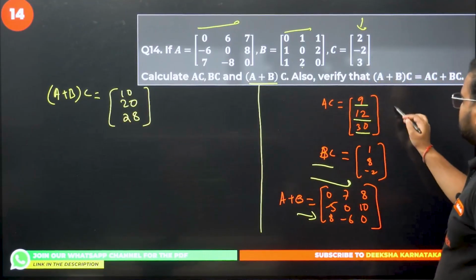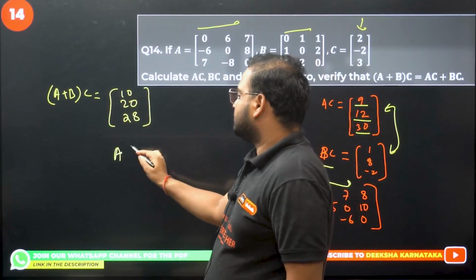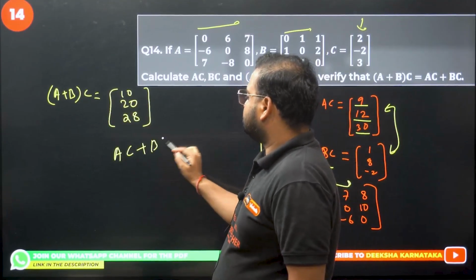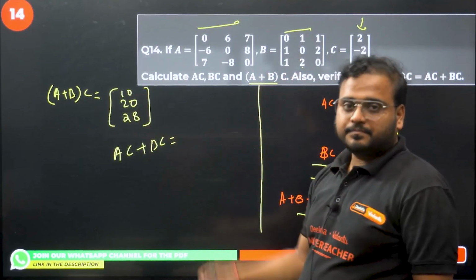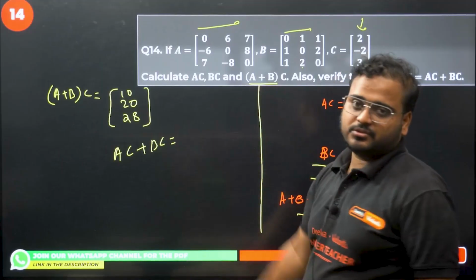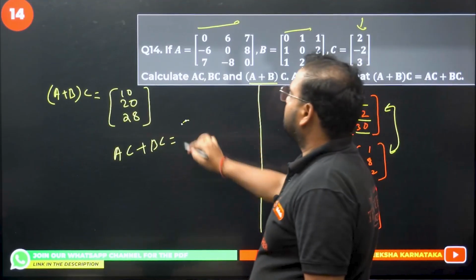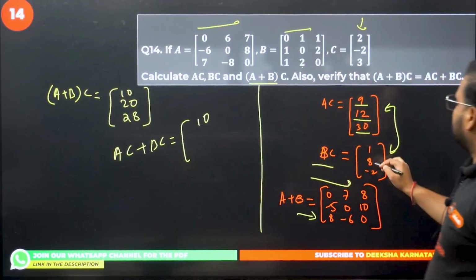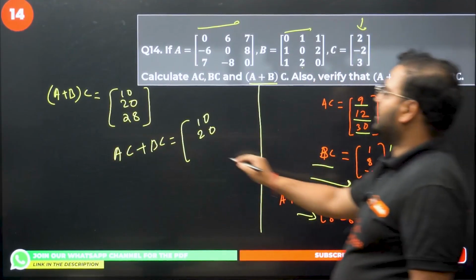Now let's add these two. Let's add AC plus BC. This is a property, right? This is the distribution over addition. Distribution of C over addition, right? AC plus BC. 9 plus 1 is 10. 12 plus 8 is 20. And 30 minus 2 is 28.